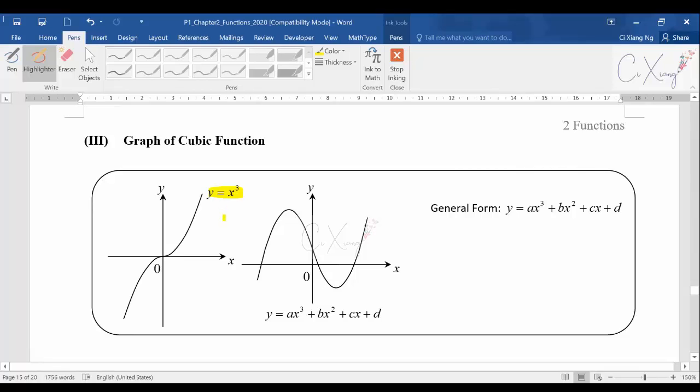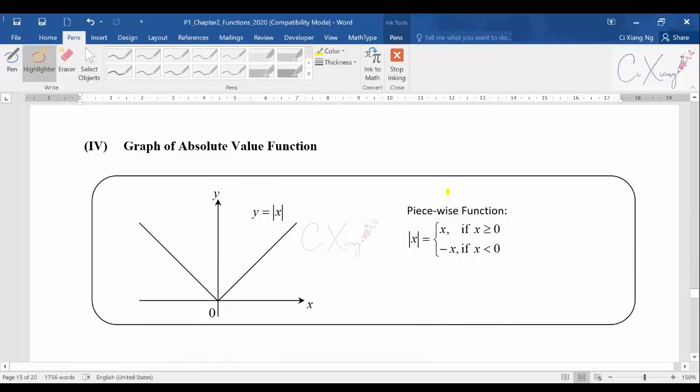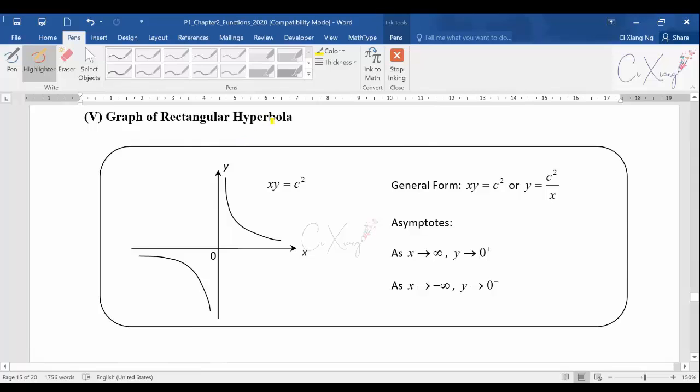Again, we try to sketch the x cube. If you want to use a transformation, this is the basic shape that we look at. The next one is the absolute value, which means the modulus function. If you write it out, it can be a piecewise function, and we will learn this in the A2 syllabus, chapter 1. For now, you just need to know that when you sketch the graph, it looks like a V shape.